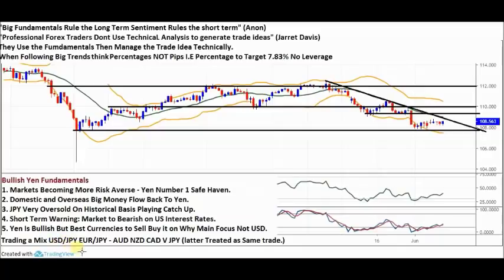I've got USD JPY and Euro JPY together. Same allocation of risk, okay? Then I've got AUD, NZD, CAD versus the JPY. So all those three are short. We're going to go and have a look at them in a moment. And the latter is treated as the same trade. They're all going to go the same way against the JPY. It's a question of which moves the quickest. I'm not sure. So I'm just treating it as one trade.